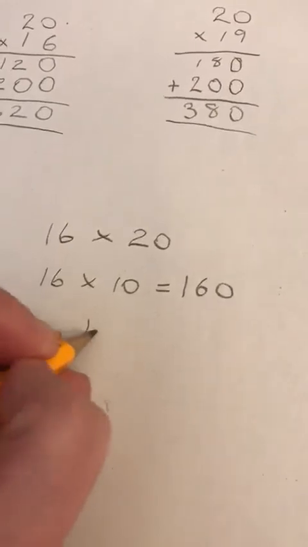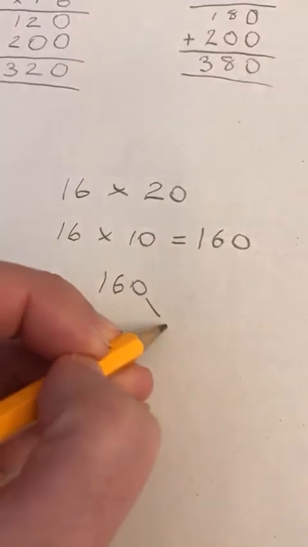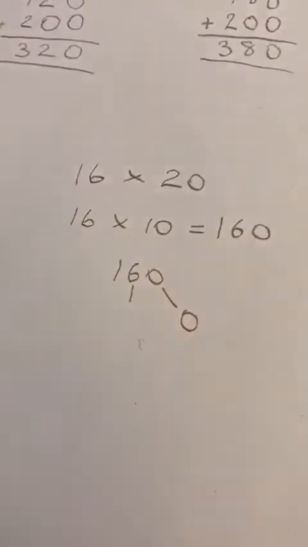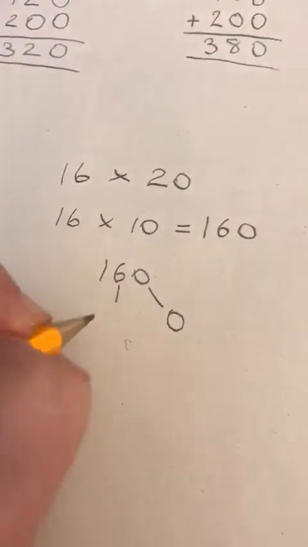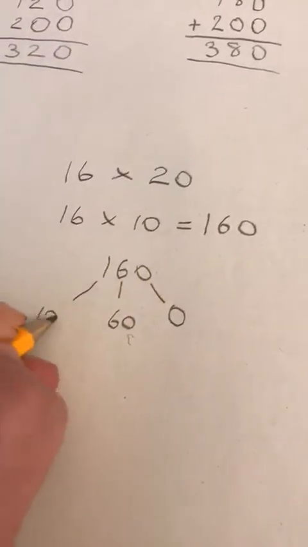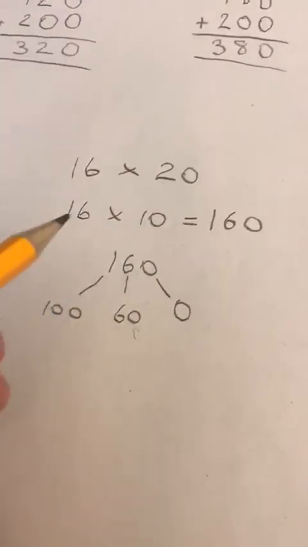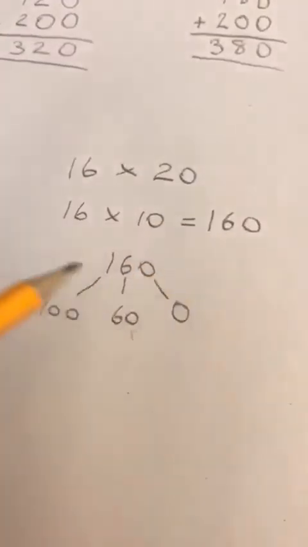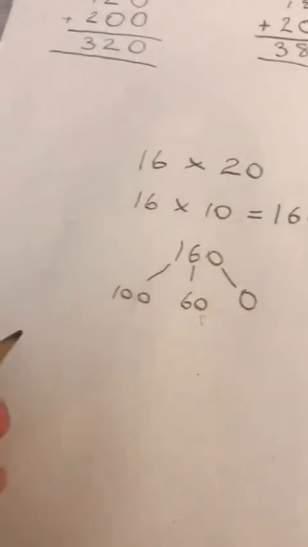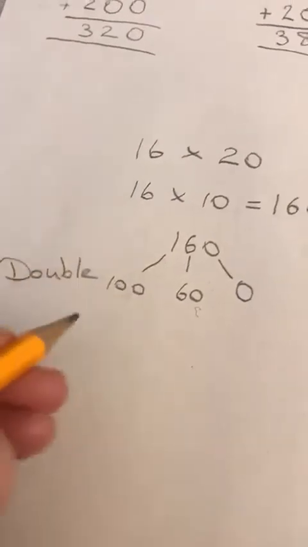So I'm now going to take that 160 and put it down here, and I'm going to partition my number. So I'm going to draw a little line here, and I know that that is 0 units. I know that this is 60, because that's the tens number, and I know that this is 100. Now, that was partitioning of 16 times 10, 160. That's how we partition that. But what we are wanting to do, boys and girls, is times by 20. So what we need to do is we need to double. We need to double our numbers.